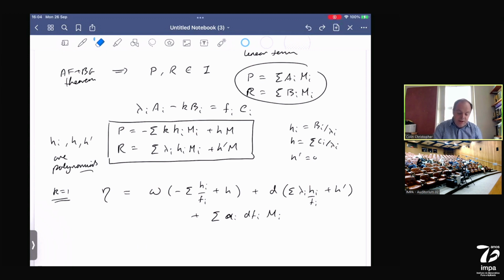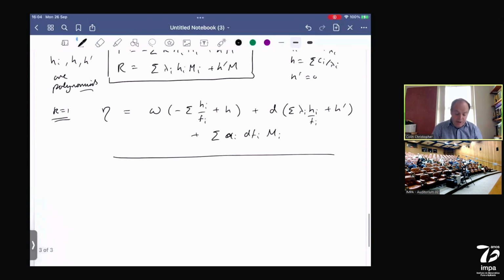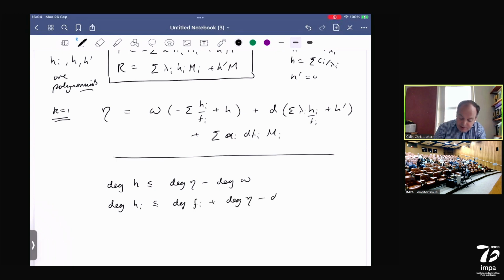Okay, so this is an alternative way of considering Darboux relative exactness. And what we'd also like, as somebody mentioned, was do we have degree bounds on this? It turns out it's fairly easy now to get some degree bounds. We can take the degree of h to be less than or equal to the degree of eta minus the degree of omega, and the degree of the hi's to be less than or equal to the degree of the fi's plus the degree of eta minus the degree of omega. In other words, the natural bounds that we'd expect hold here.